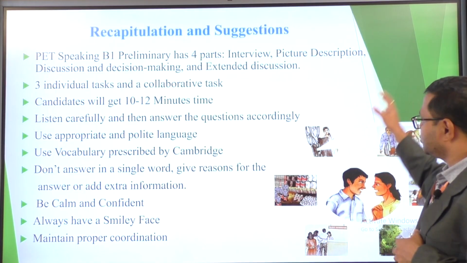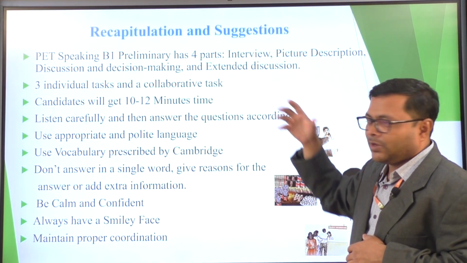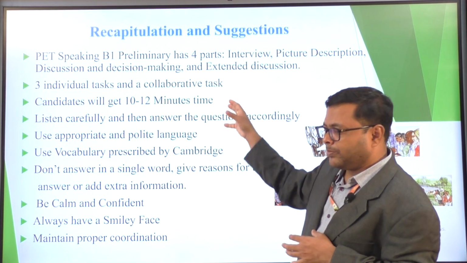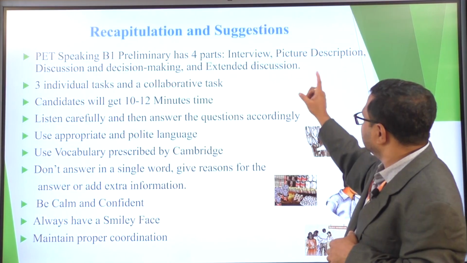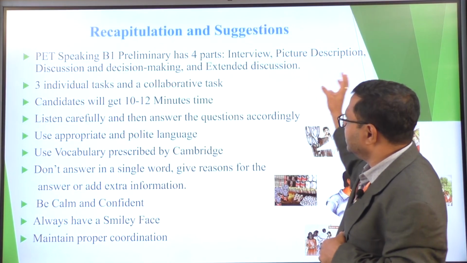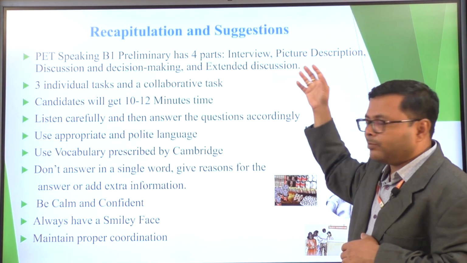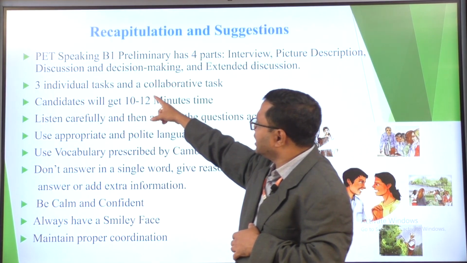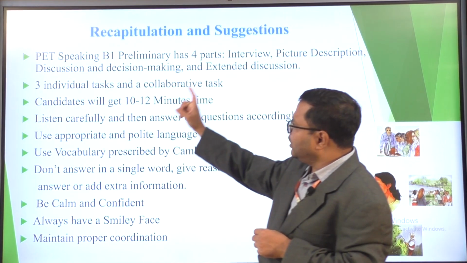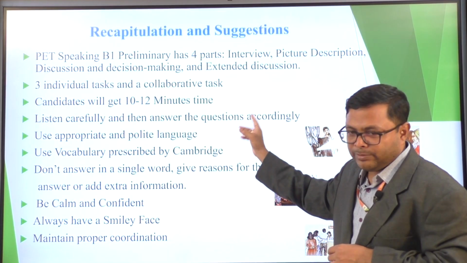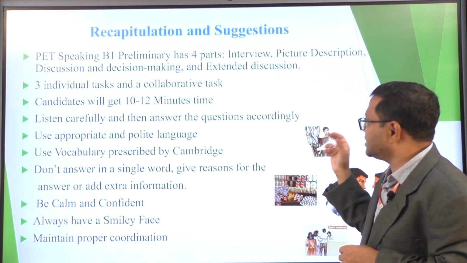Let us recapitulate the thing and some suggestions for this particular part. The overall PET speaking test, B1 Preliminary, has 4 parts: interview, picture description, that is the longer turn, then discussion on a topic and decision making, then extended discussion. These are the 4 parts. So, 3 individual tasks and 1 collaborative task would be given. Candidates will get 10 to 12 minutes. Then you have to listen carefully and answer the questions accordingly.